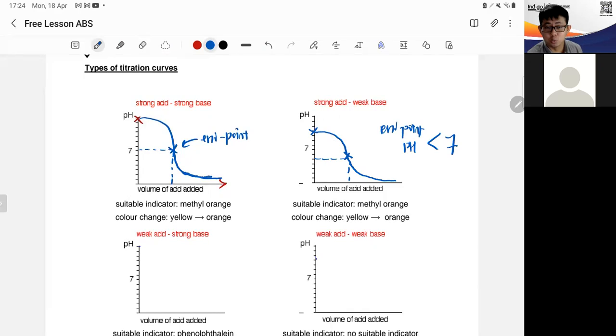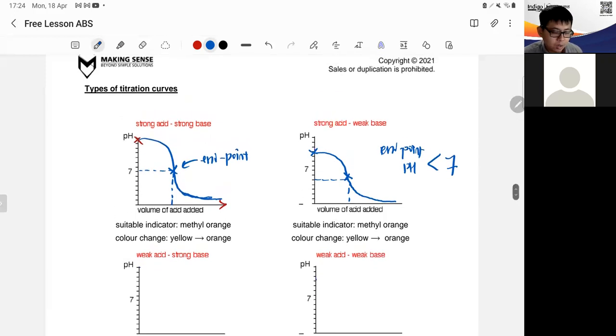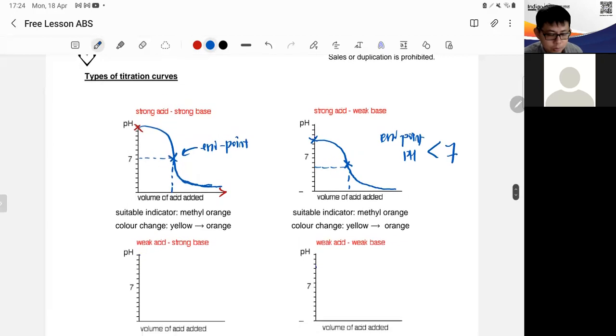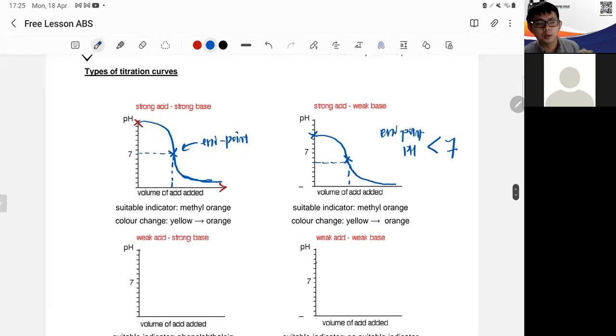Of course, the best question is why? Why is it less than 7? At this point, it is not too much to teach you why exactly this happens, so we won't talk about it. What we will talk about is how to interpret it, like how do I know? What are some examples, analogies we can use to describe this?